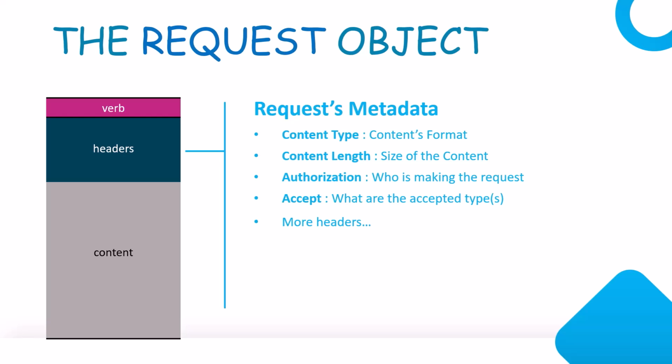In request metadata, you might also have authorization. Sometimes a request needs to be authenticated. In that case, the authorization header will be populated with a bearer token or whatever authentication you are using. We also have accept type, which defines what kind of response is acceptable, like JSON, XML, and so on. And then there are literally hundreds of headers. You can also define your own headers if they are helpful in your situation. But headers basically have metadata of the content and request.